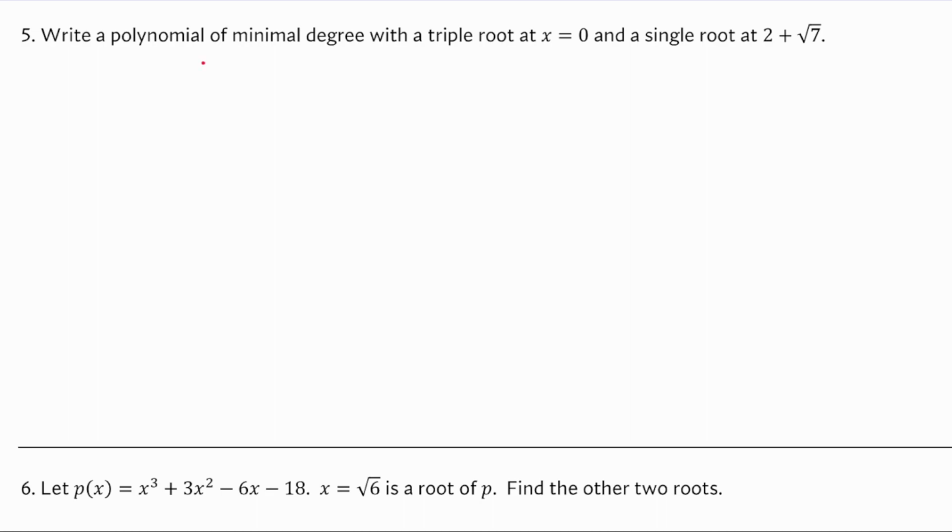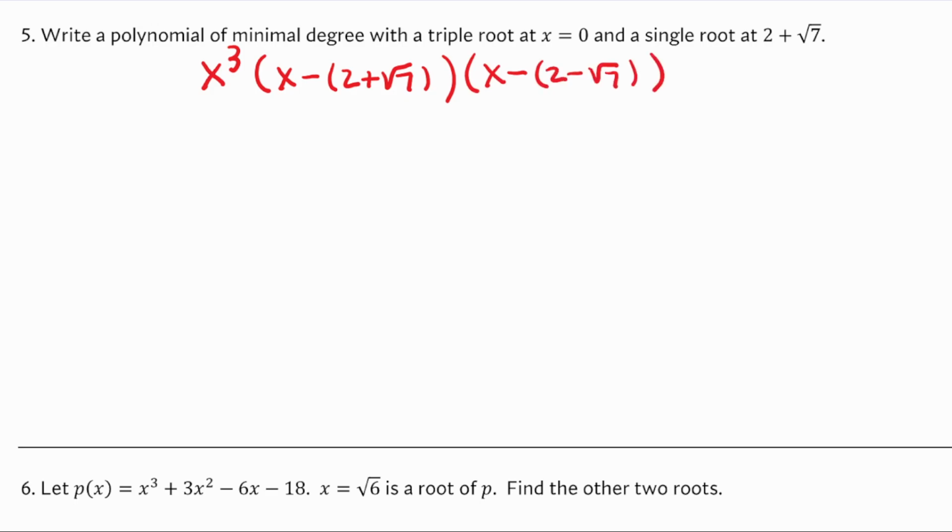So triple root at x equals 0. That means x cubed is going to be a factor. Single root at 2 plus square root of 7. Okay, that means that 2 minus the square root of 7 is going to also be a root, if 2 plus the square root of 7 is, and I'm going for something with rational coefficients.